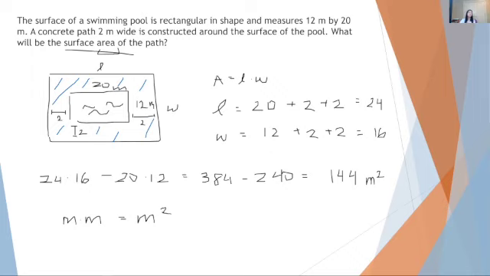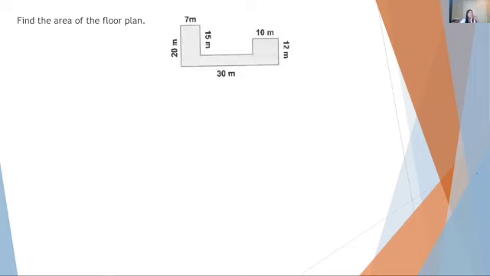Okay. Moving on. Find the area of the floor plan. So it's essentially asking you to find the area of this gray shaded area. And I'm going to give you guys a minute to try and solve this.